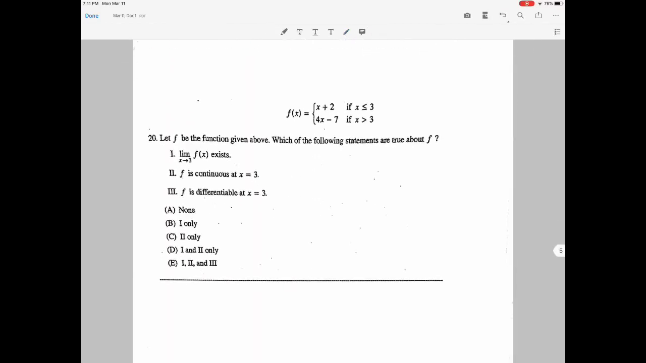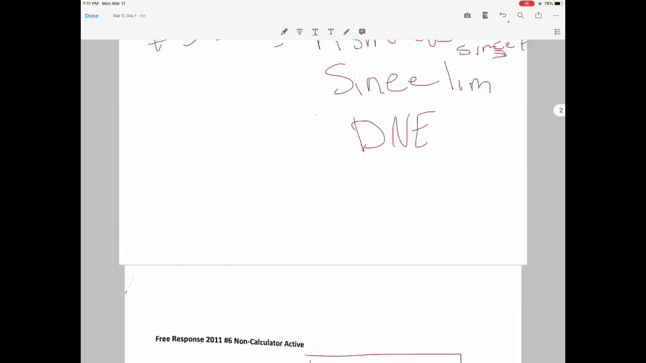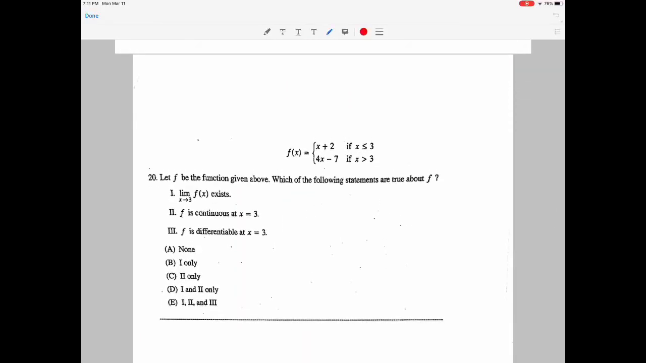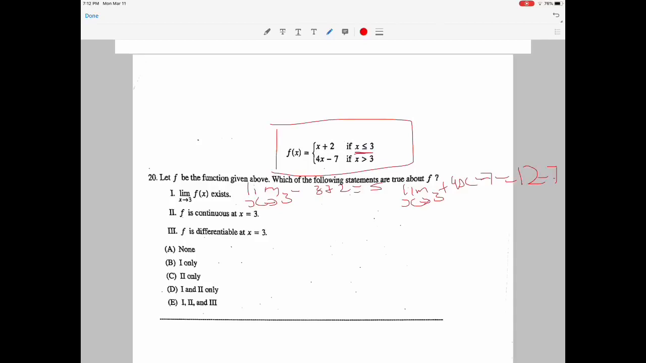Now we go to the next question. We go to the fifth question, which says let f be the function given above. Here is the function. Which of the following statements are true about f? The limit as x goes to 3 of f of x exists, so we should check from both sides. The limit as x goes to 3 from the left side, from here it is 3 plus 2, which equals 5, and the limit from the right side is 4x minus 7, which is equal to 12 minus 7, which is equal to 5.